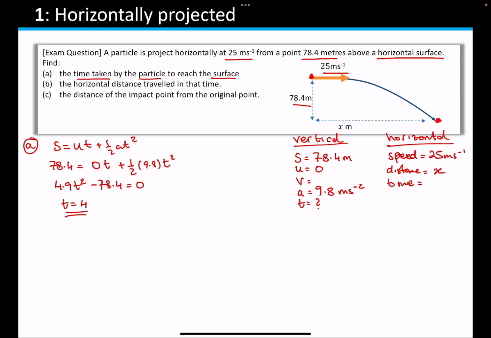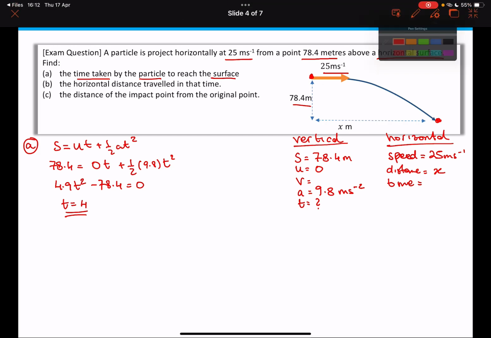So now I can go back to my diagram and label it that my time is equal to 4 seconds. And I can do it on both sides. So I know that it takes 4 seconds to do that.